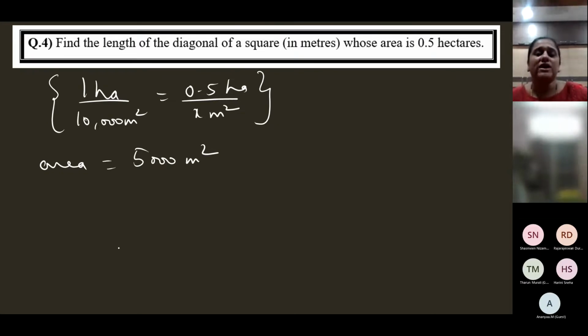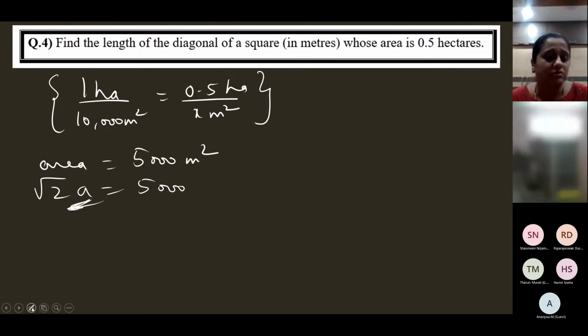You need to find the length of the diagonal. What's the formula to find the length of the diagonal? Root 2a. Length of the diagonal of a square is root 2a units, where a is the area. So root 2a is 5,000. When you work this, you will find the value of a. Or you can use the formula half d square.